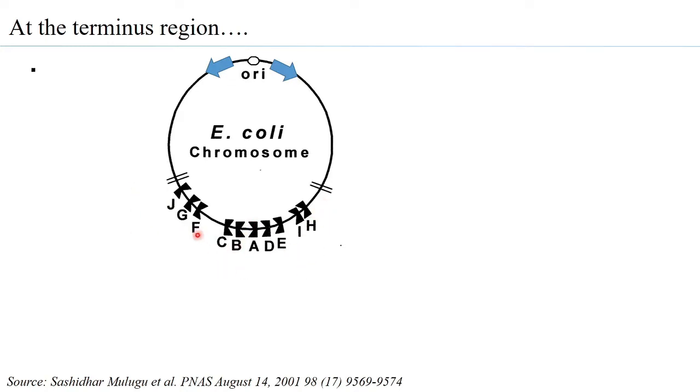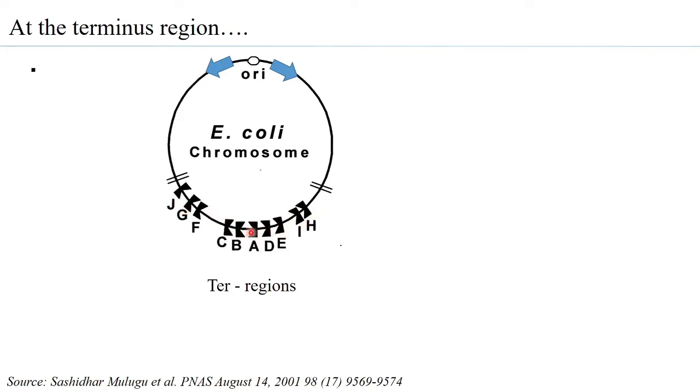And on studying the terminus region, what was observed is that the terminus region contains several ter regions. So these ter regions, ter standing for termination, are 21 to 23 base pair long DNA sequences. So each one of these is actually 21 to 23 base pairs long. And there are 10 ter regions, and interestingly, these 10 ter regions are not in the same orientation. As you observe the picture over here, you will find that these 5 ter regions are oriented differently than these 5.